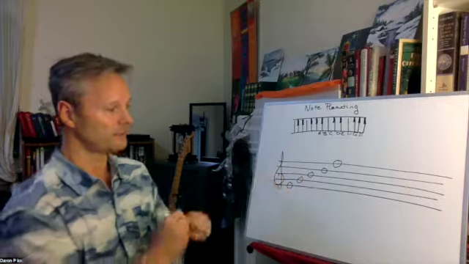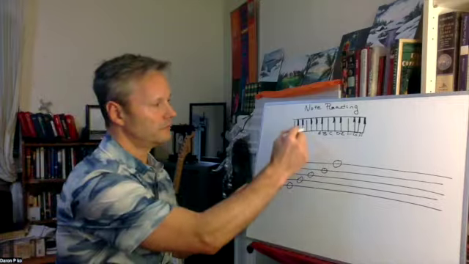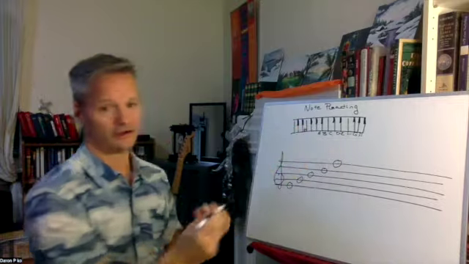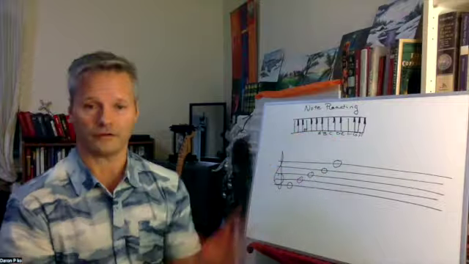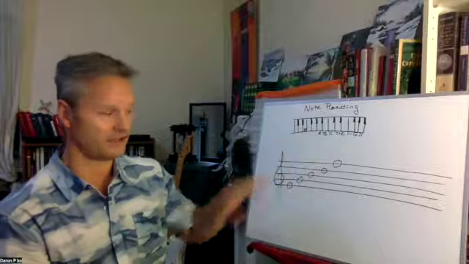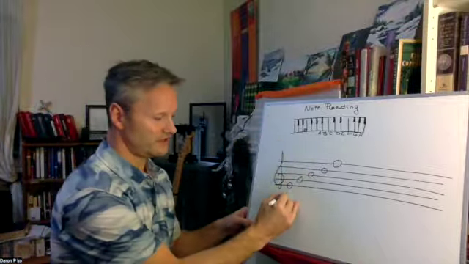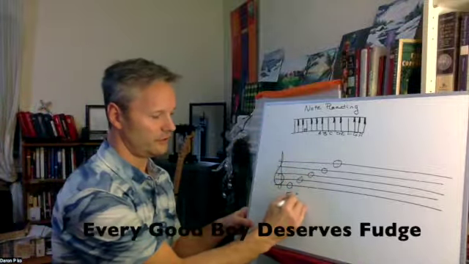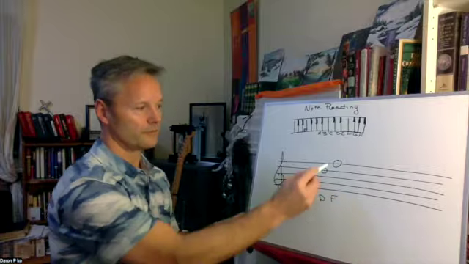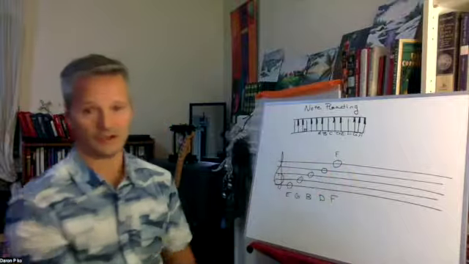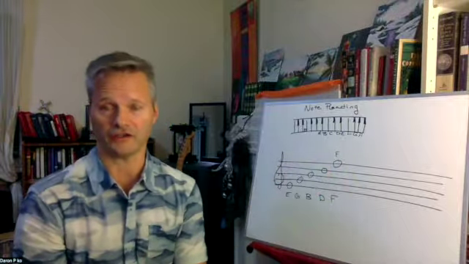So an E would be, where is my E? There's an E right there. This D could be this D. Those aren't strings, obviously, neither are these. So this is every good boy deserves fudge. This F is the F we were using in Jingle Bells.